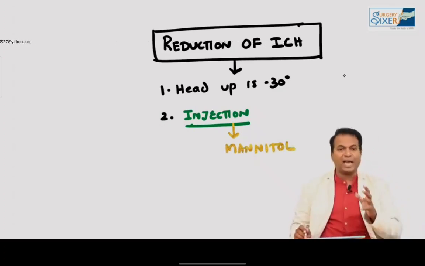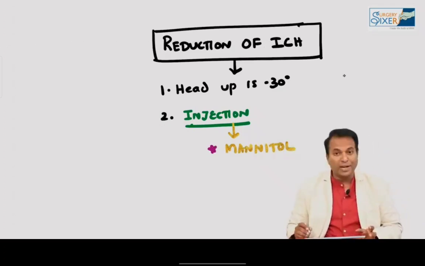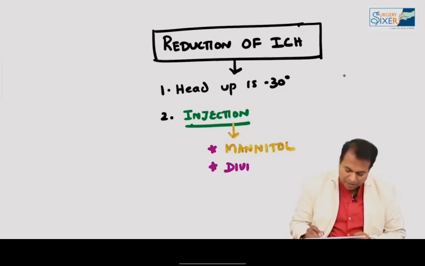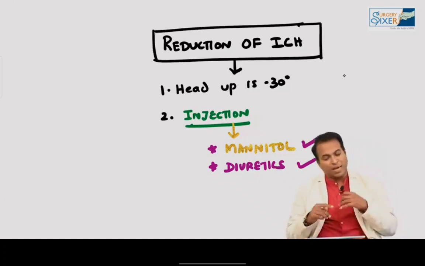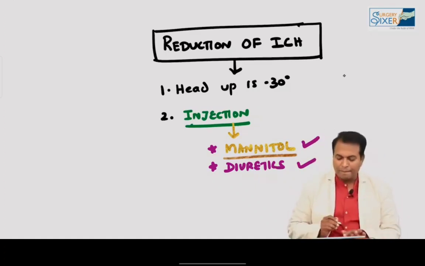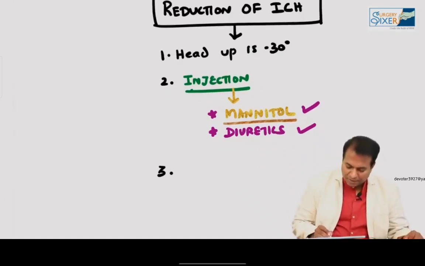It is an osmotic diuretic. Mannitol is the fluid of choice. Can we use diuretics? Yes, you can use diuretics also if BP is okay. If BP is fine, we can use diuretics also. But which is best? Mannitol is best. Mannitol injection is given.